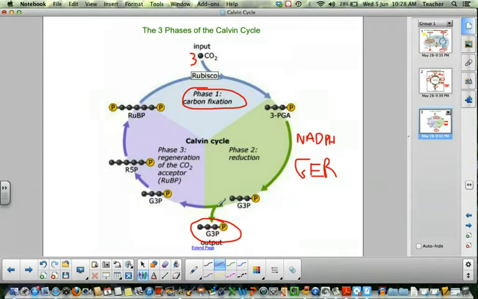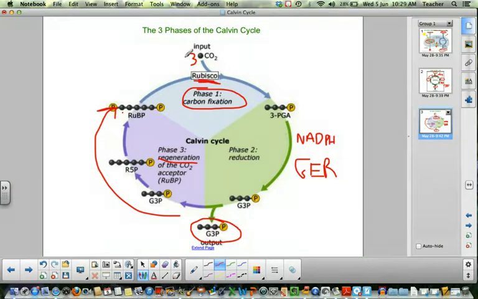Now, before the cycle can continue to make more G3P, Rubisco has to be regenerated. And that's where this phase is, regeneration of Rubisco. So Rubisco, in this part right here, is regenerated. You do not need to know the names of any of these molecules. It wouldn't hurt to know the name of Rubisco and G3P because that's a product.